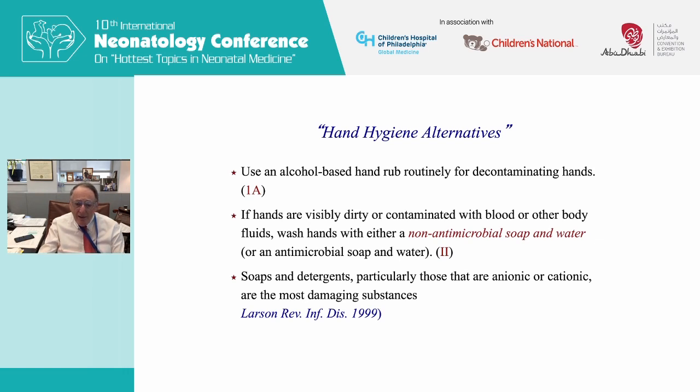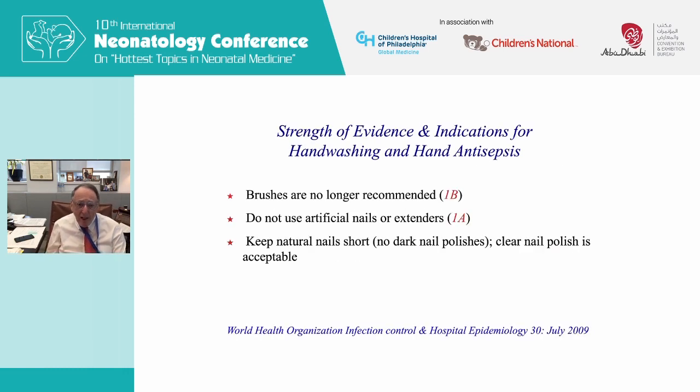We try not to use soaps and detergents that are strongly anionic or cationic because they cause redness of the hands. And I know when I used to come in a few years ago and I examined 30 babies in the NICU, by the end of that, my hands would be red and hurting. And it's those kinds of detergents which damage the skin. And remember, damaged skin harbors more pathogens. Brushes are no longer recommended, even though surgeons still use them. That's a 1B recommendation.